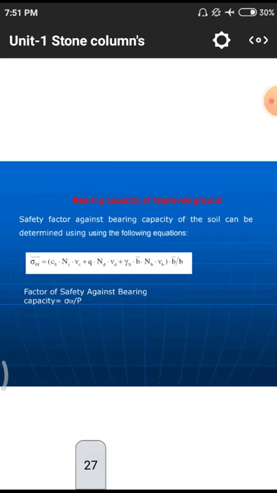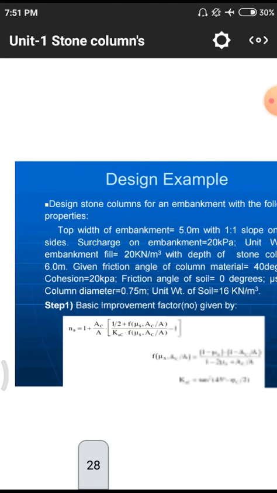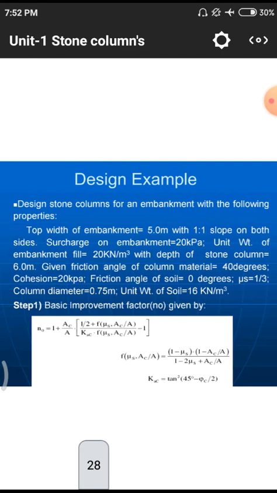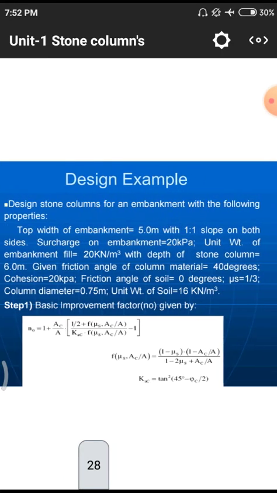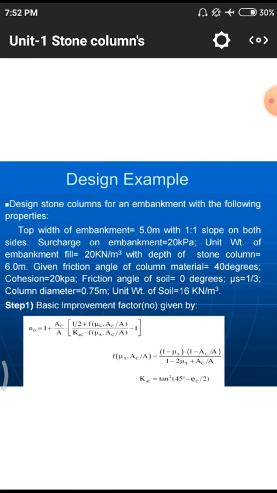Next one is the bearing capacity, is noted with sigma CBC. Normally here we are having sigma DF. This is the design example, that means what are the values associated with the particular design phenomena. First one, design a stone column for an embankment with the following properties. What are the properties we need to have to design a particular stone column?